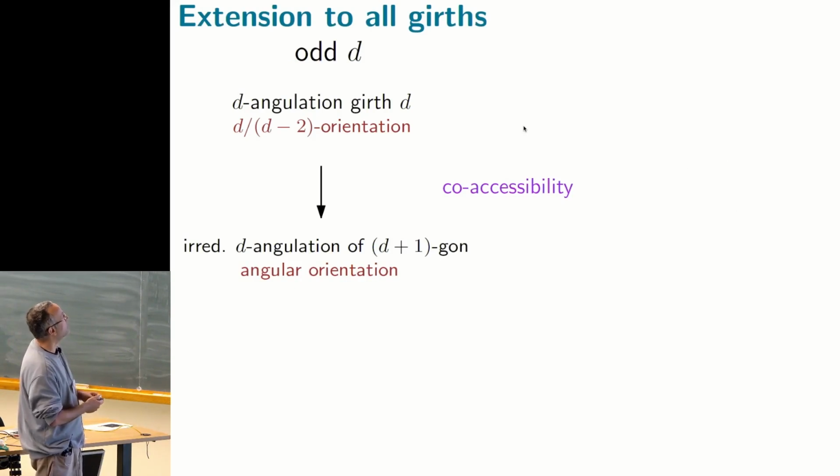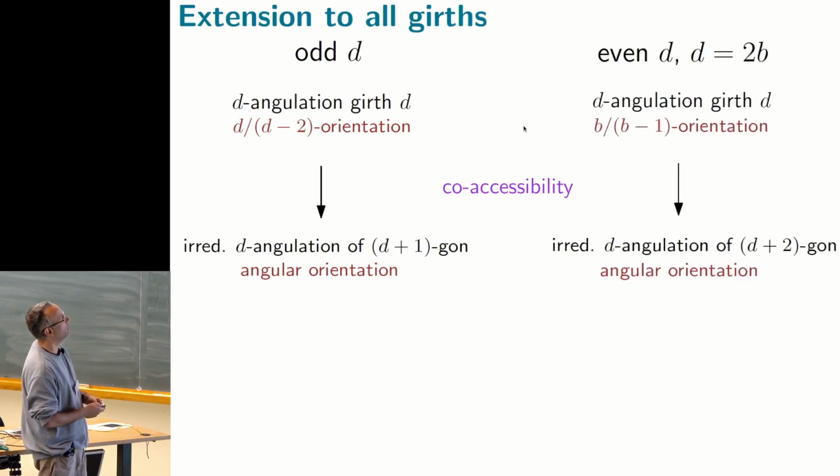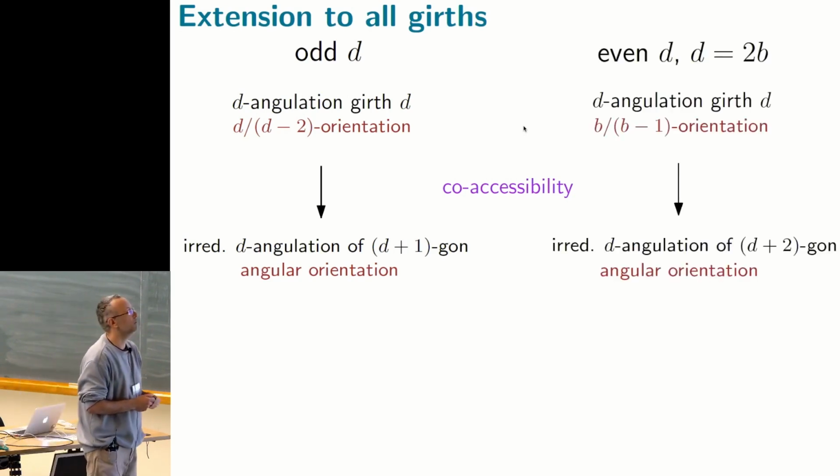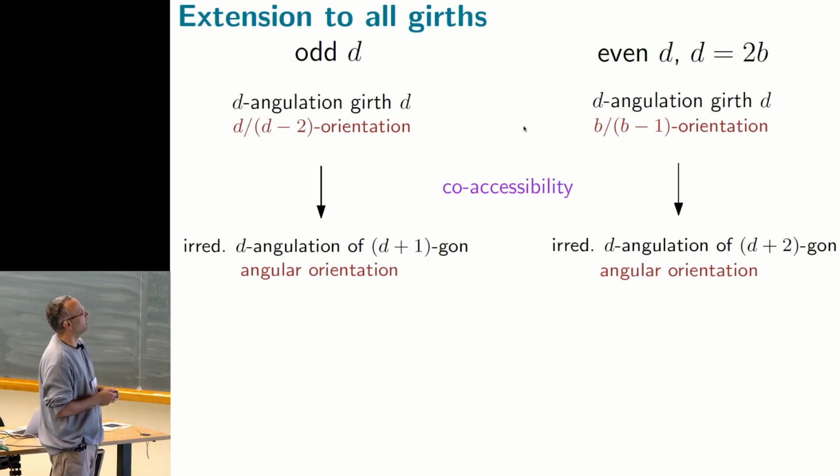And so what we had at this step is that we start to build the induction. If we have orientations, more generally for d-angulations of girth d, we can obtain orientations for irreducible d-angulations of the (d+1)-gon. And we have something similar for the bipartite case, using this co-accessibility property.